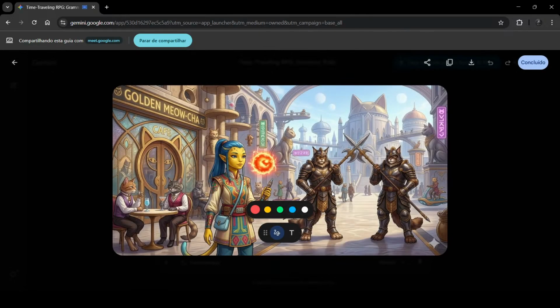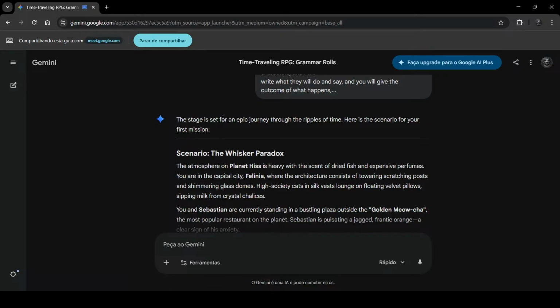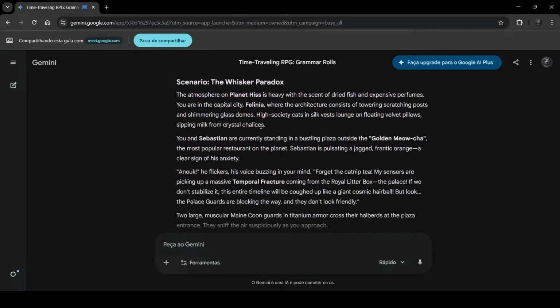Okay, in Planet Hiss, where the cats, Golden Meow Cha. Look at this. Now we're gonna start. Now it's gonna begin. So, the stage is set for an epic journey through the ripples of time. Here is the scenario for your first mission. Scenario: the Whisker Paradox. Now we're on planet Hiss. You may begin reading.